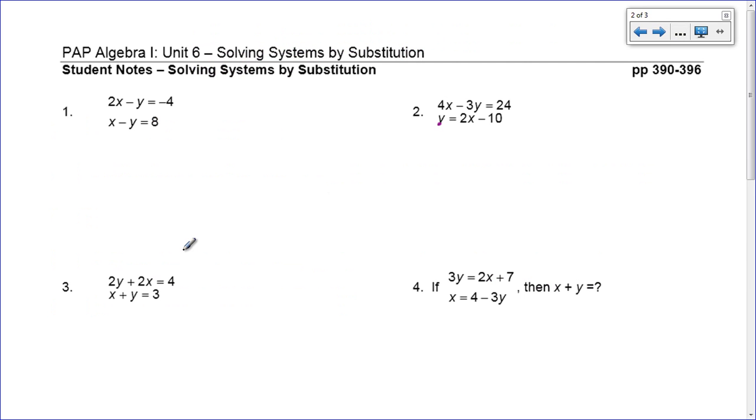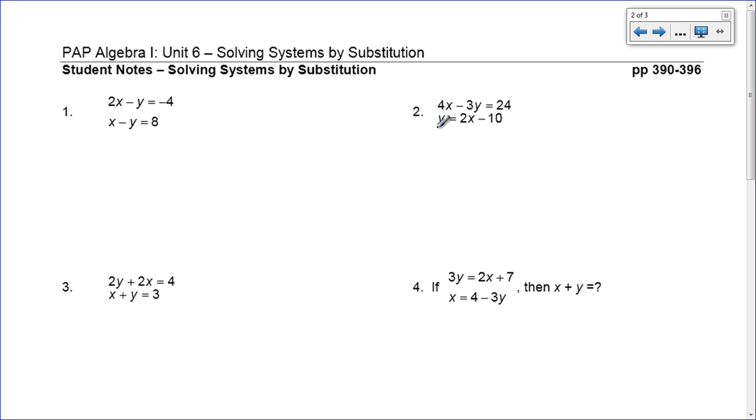So let's start solving. I am going to go out of order on your notes. I'm going to do it on purpose because some of the equations are set up nicer than others. So we're going to start with number 2. You have 4x minus 3y equals 24, and then y equals 2x minus 10. And you saw that step number 1 said, if needed, get a variable by itself. Well, this is one of the times that it's not needed because a variable is already by itself.